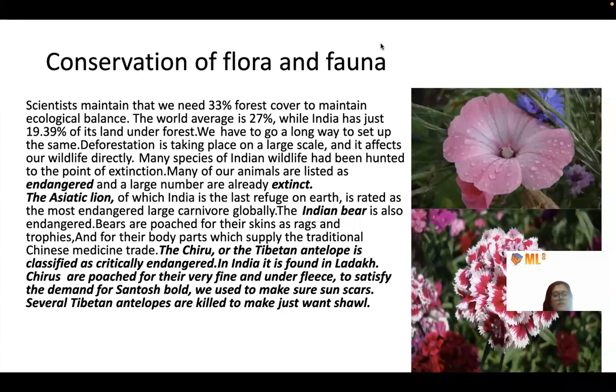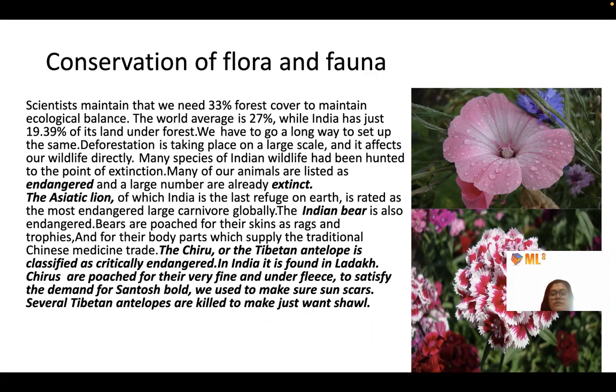So here we are learning about the conservation of flora and fauna. Now, what is the conservation of flora and fauna? The scientists maintain that every country needs 33% forest cover to maintain its ecological balance. And the world average is 27%, while India has just 19.39% of its land under forest cover. So we can understand from this percentage that India is actually depleting its forest and there is a rapid need of increase in the growth of forests.